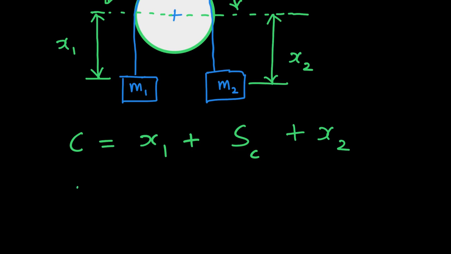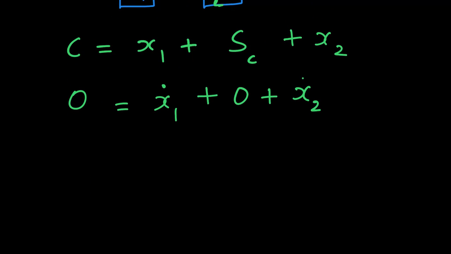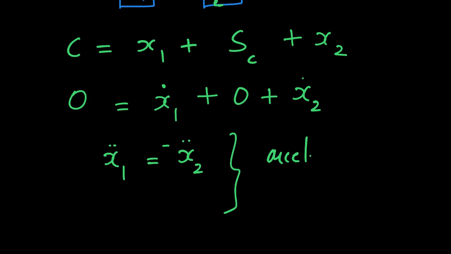Now I can take the time derivative of this. Since c is a constant, I will end up with 0. Then x1 dot, which is simply the velocity of the mass m1, plus again SC is a constant, so its time derivative is again 0, plus x2 dot, which will be the velocity of the discrete mass m2. Now I can differentiate it once more. That will give me x1 double dot is equal to minus x2 double dot. We are talking about accelerations here, taking the derivative with respect to time.